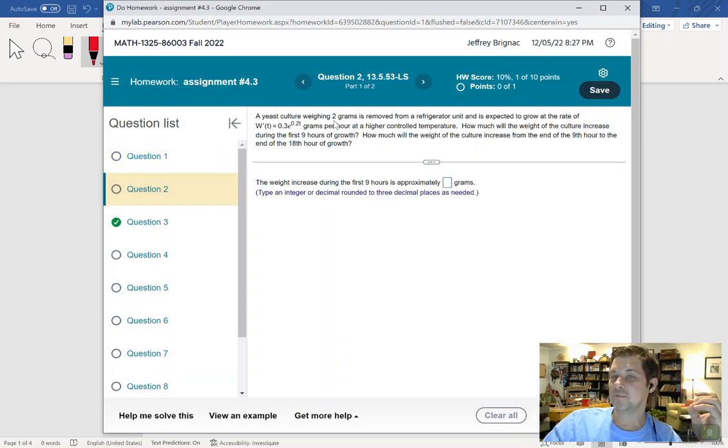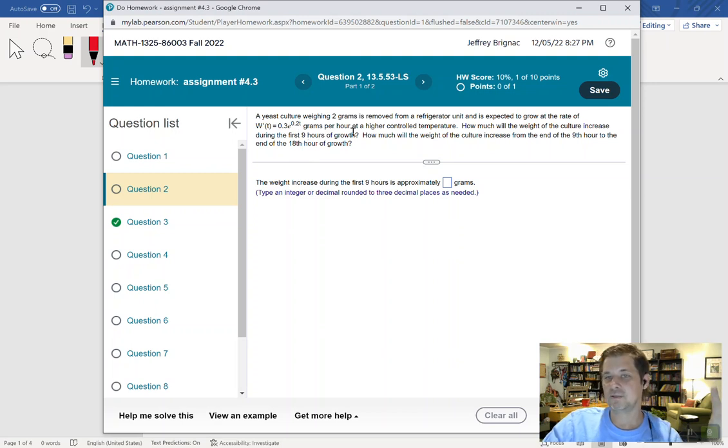A yeast culture that weighs 2 grams is removed from the refrigerator unit and is expected to grow at this rate. Okay, so that's how fast it's growing, in grams per hour. So again, by that same principle, if I had the definite integral of this function, it would tell me the total weight, the change in the weight over a period of time. I go from how fast the weight is changing to how much it's changed, okay? And that's what this question is asking me. How much will the weight of the culture increase during the first 9 hours of growth?